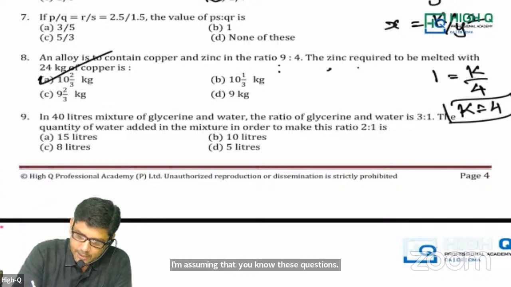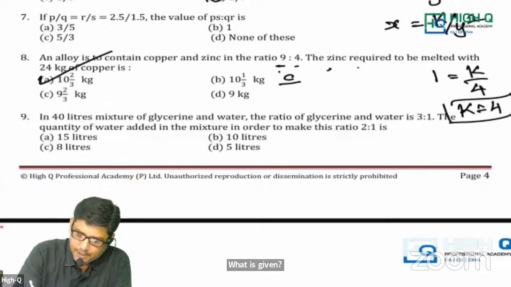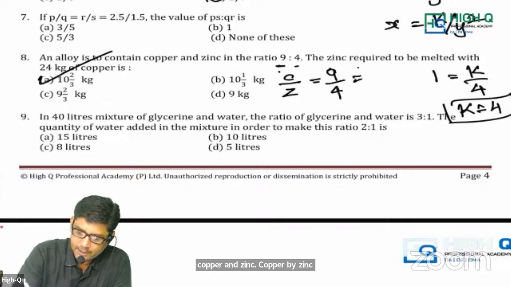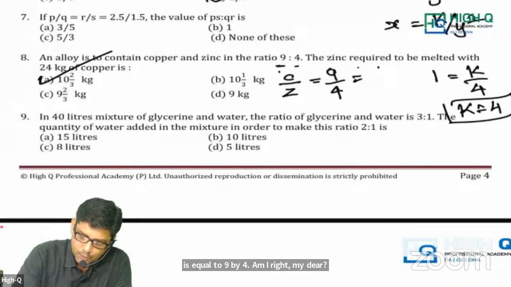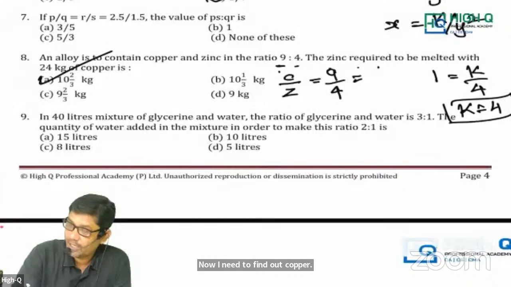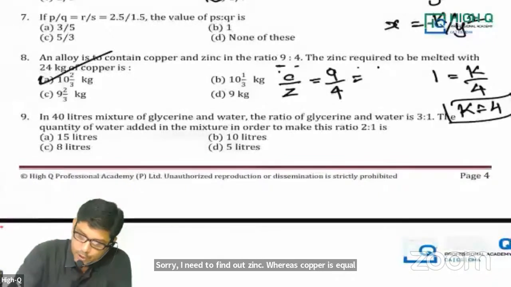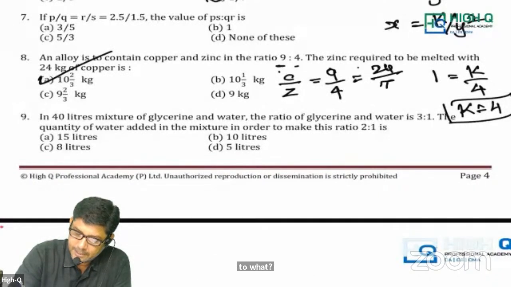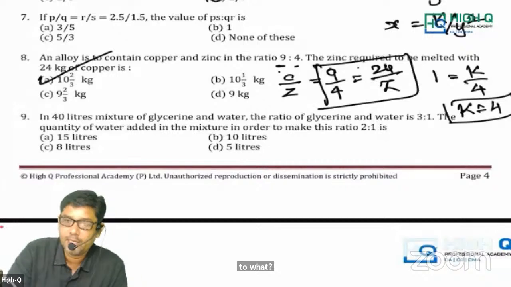What is given? Copper and zinc. Copper by zinc is equal to 9 by 4. Am I right, my dear? Now I need to find out zinc, whereas copper is equal to 24. So 24 kg by zinc. Now you equate this and you will get the answer.